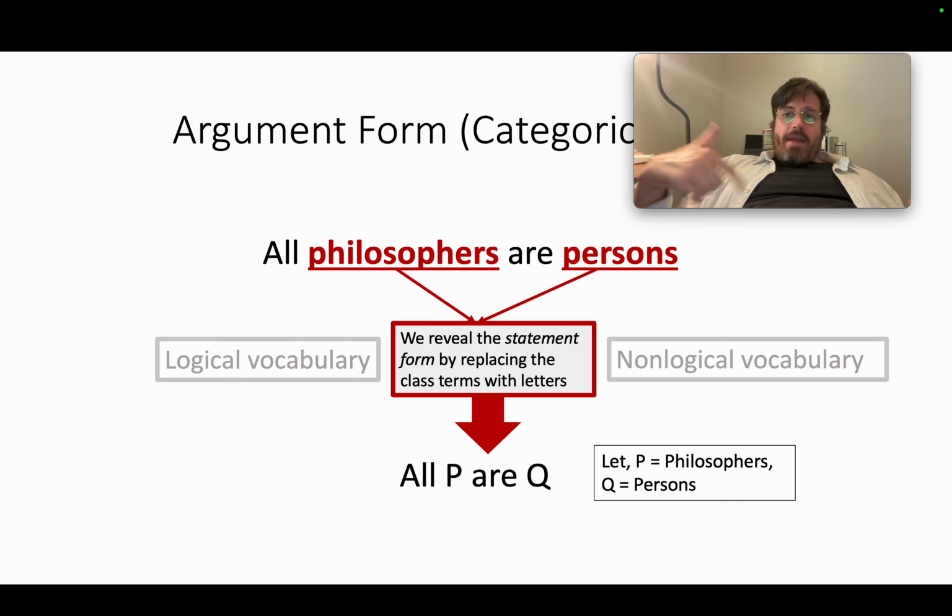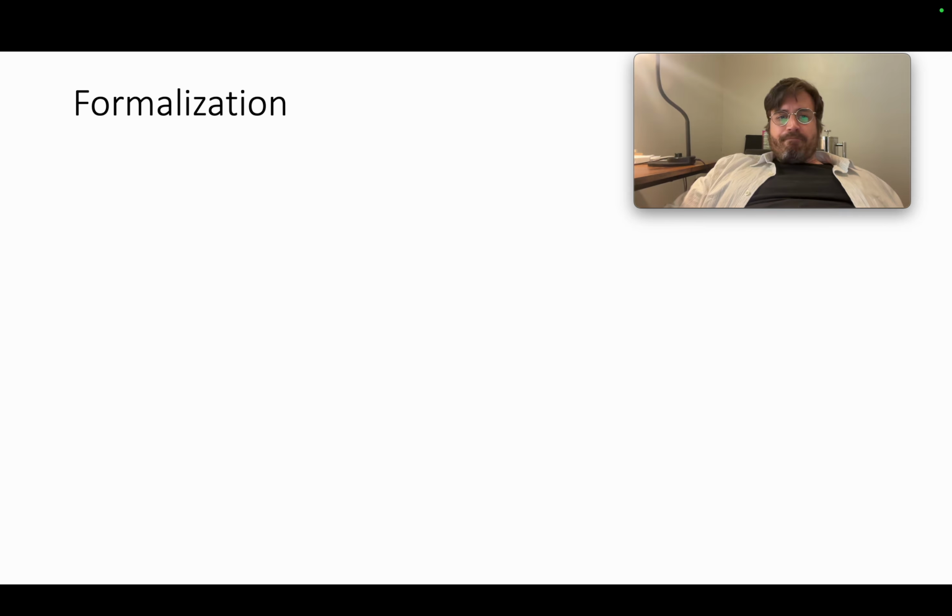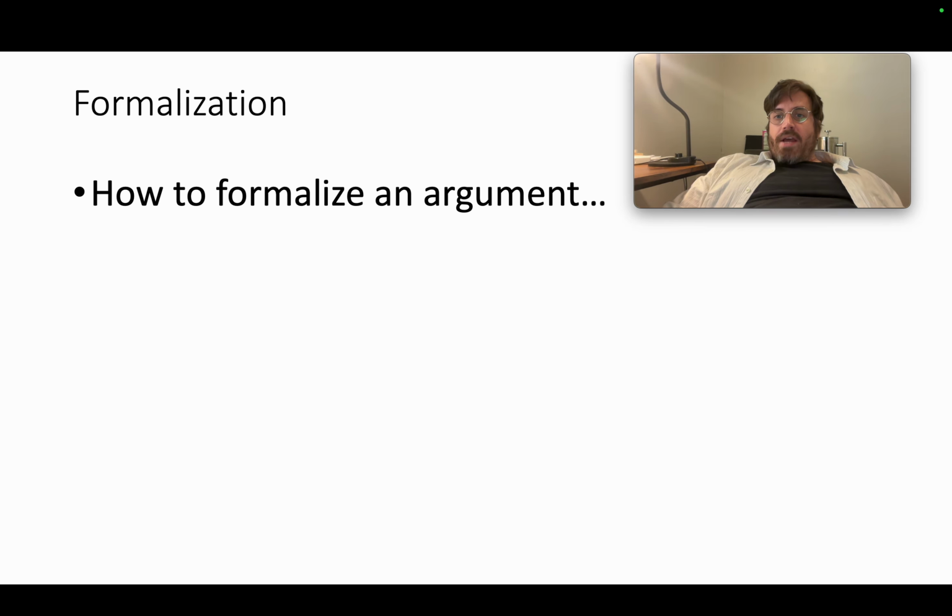So we're going to rewrite this sentence in a formal way, and then when we see the underlying structure, we get this: all P are Q. All right. So this is equivalent to all philosophers are persons if we have agreed on P standing in for philosophers and Q standing in for persons. Okay. So that's really how you formalize an argument, right? Formalization is just kind of a process of translation, really, of turning an ordinary language sentence into kind of this formal structure.